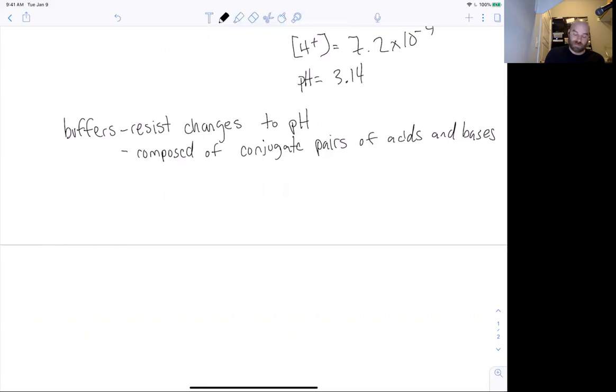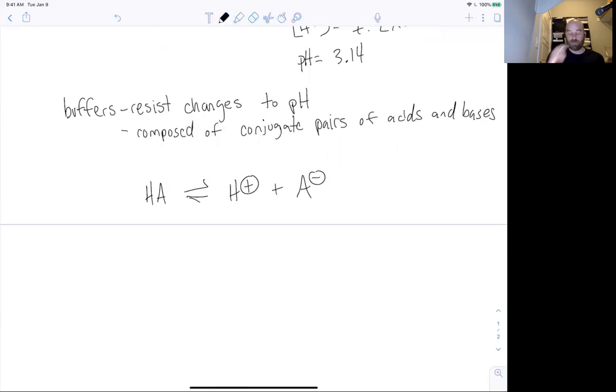I don't know how useful it is to derive the equation, but I'll show you how to do it just because it's a nice simple derivation. So if you have the Ka, let's say, for a generic reaction, HA going back and forth between H plus and A minus, I can write out my mass action expression for this.